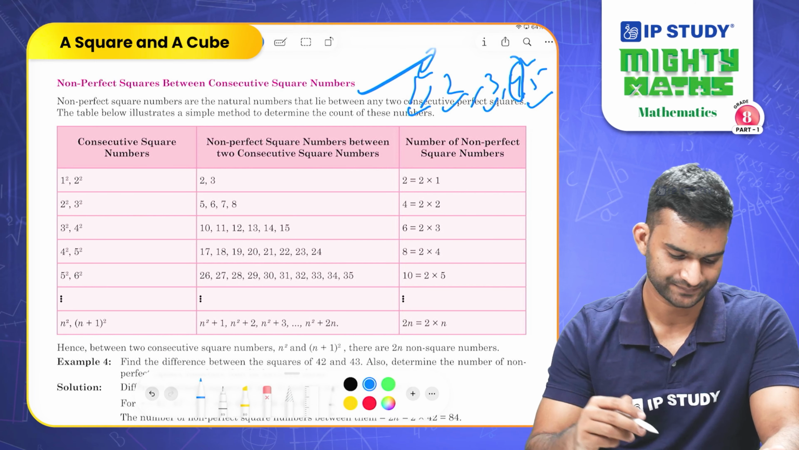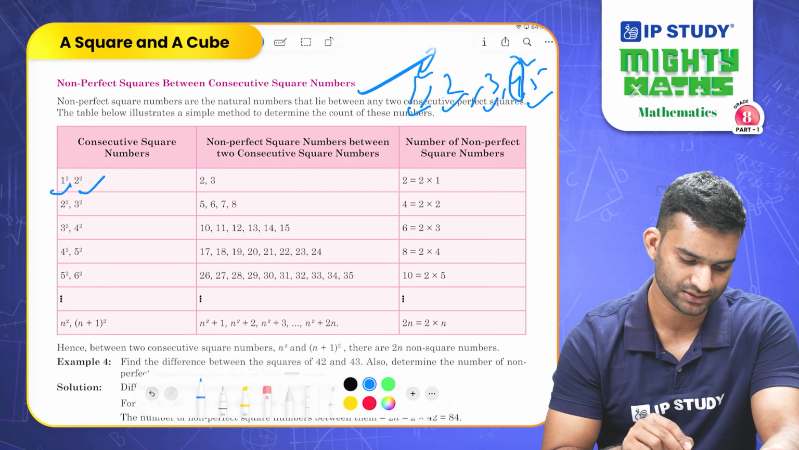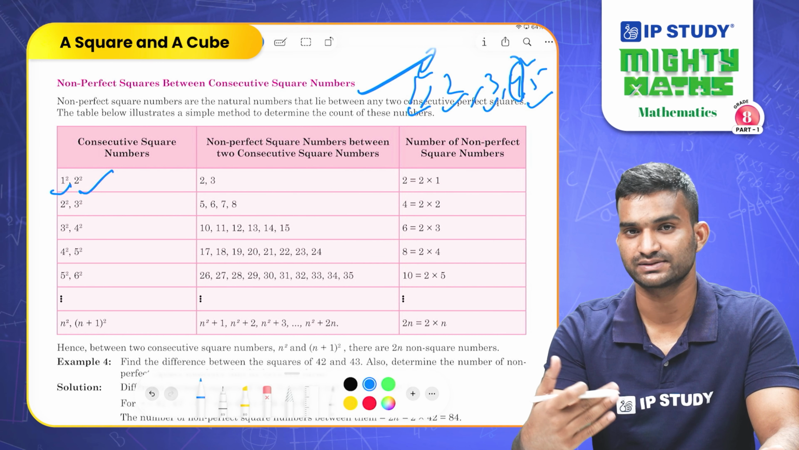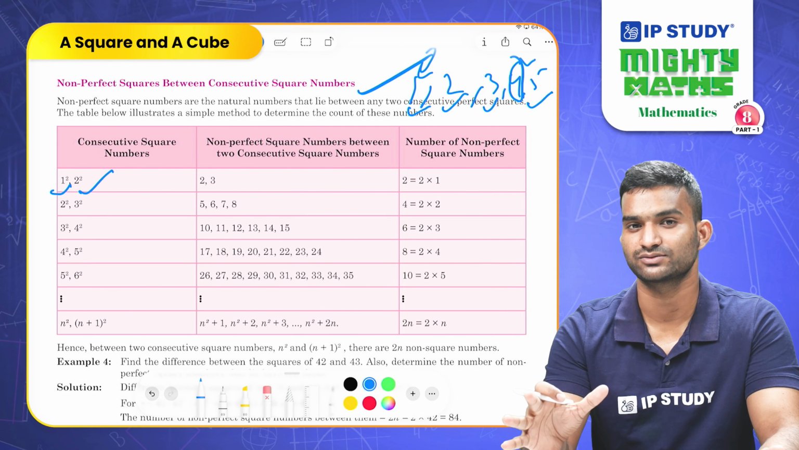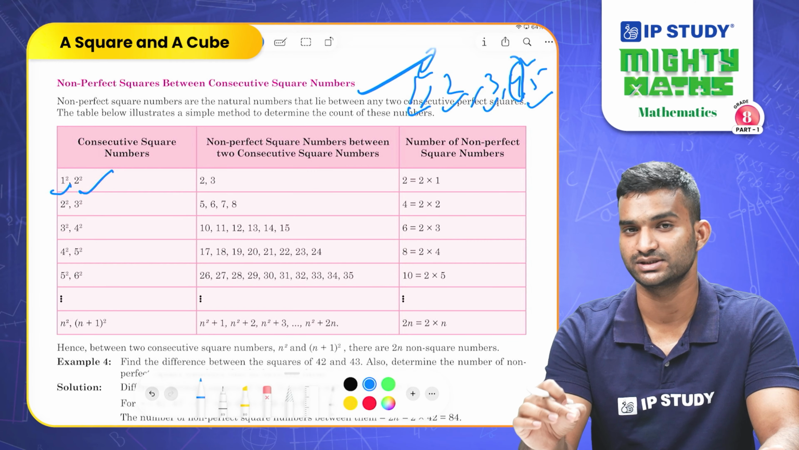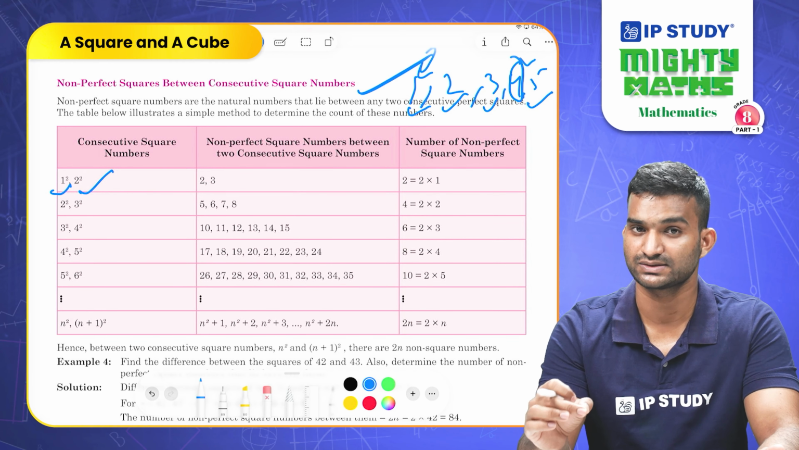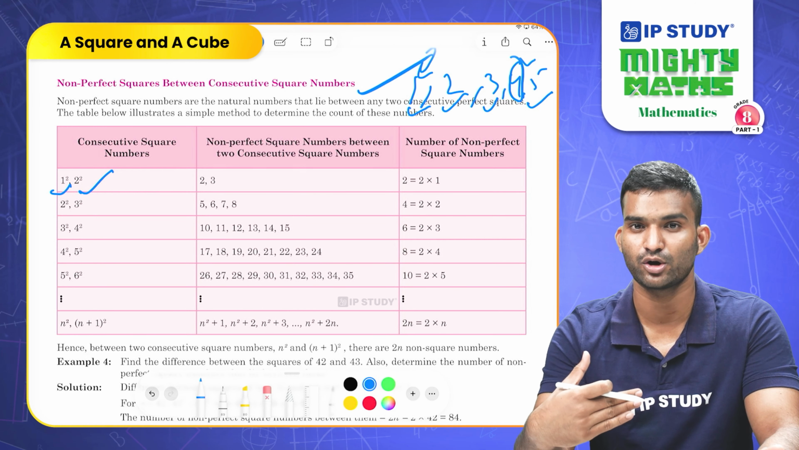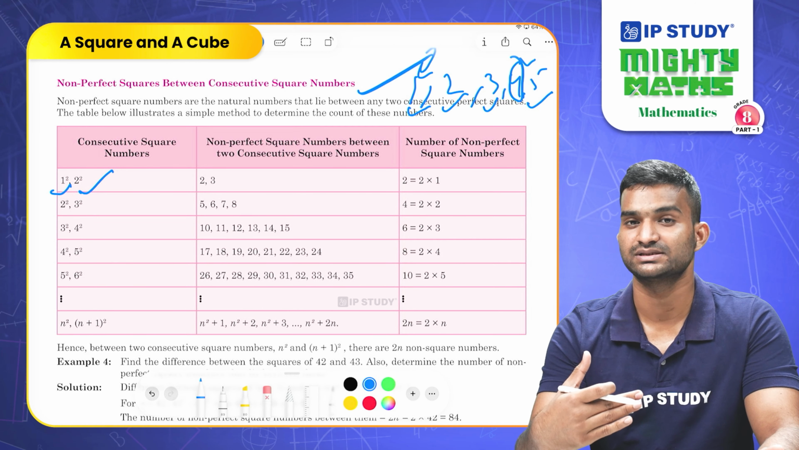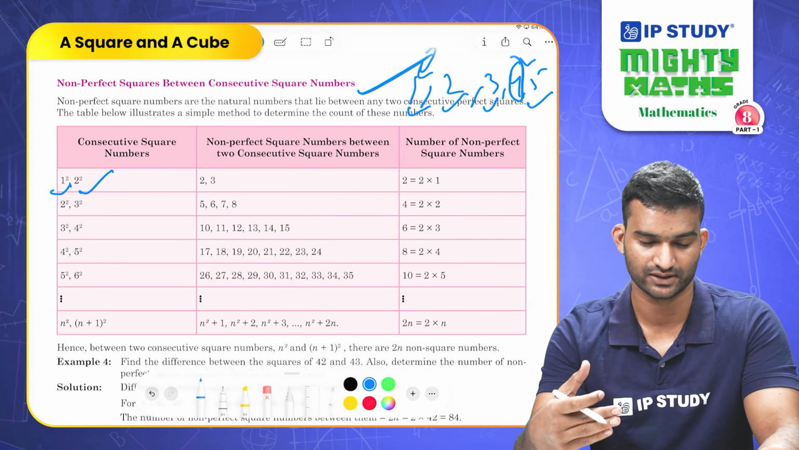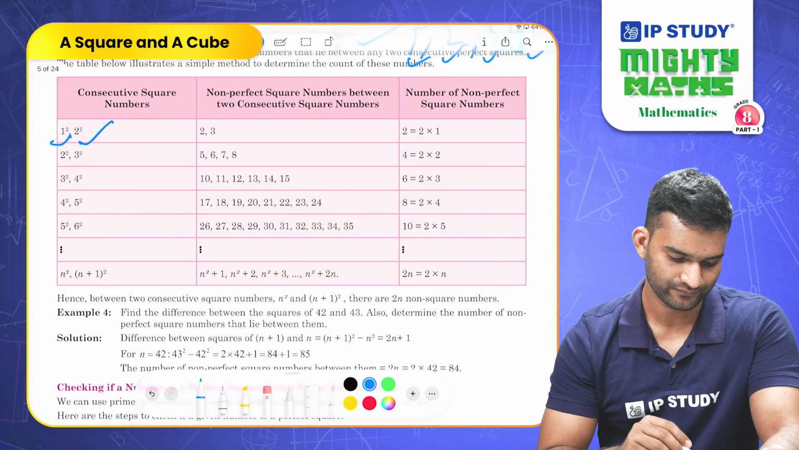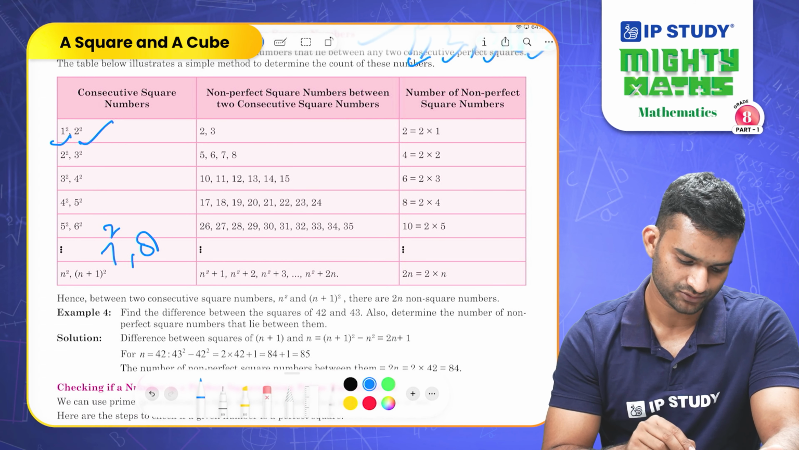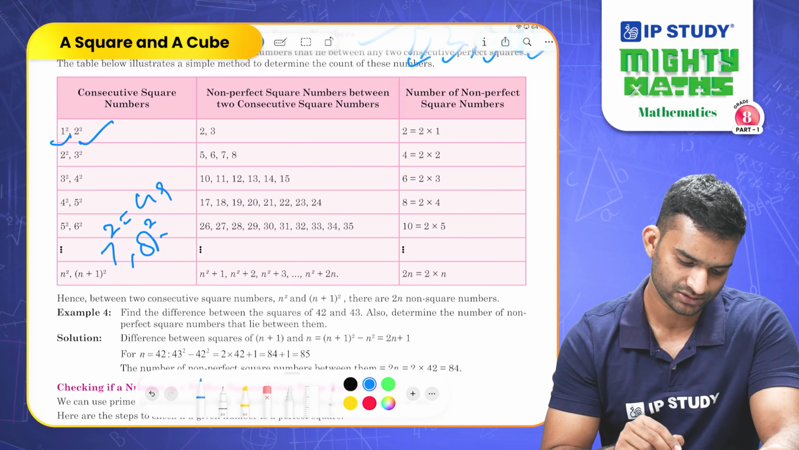In this table, we have two numbers, 1 squared and 2 squared. So 1 squared is 1 and 2 squared is 4. How many non-perfect square numbers are there between these two numbers? We can say there is 2 and there is 3. It's quite easy to find when we have small values, but it becomes really difficult when we deal with larger values. For example, if we have 7 and 8, 7 squared is 49 and 8 squared is 64.